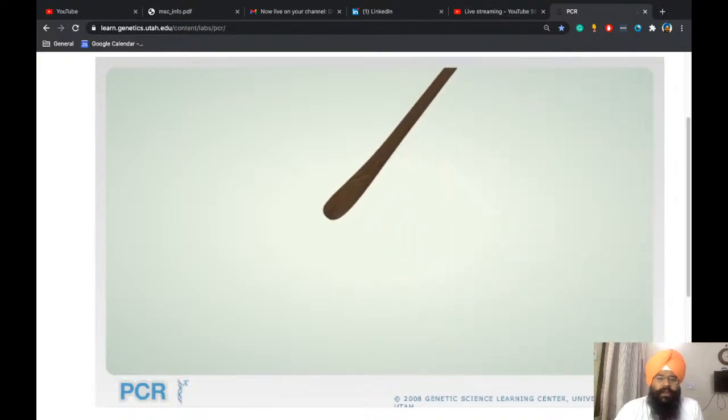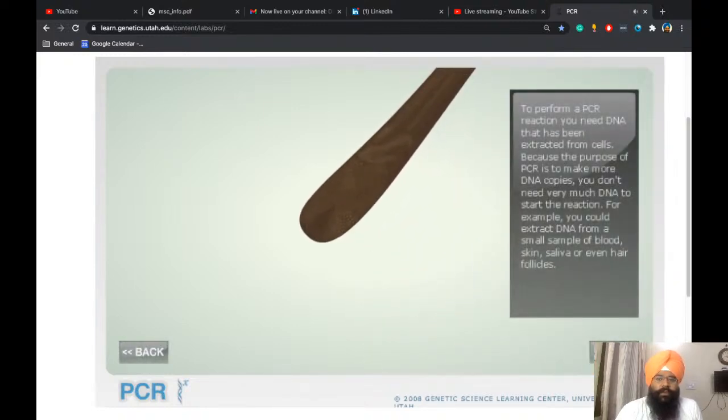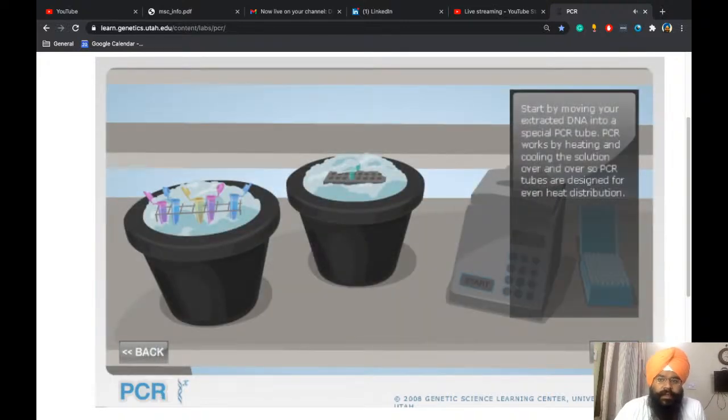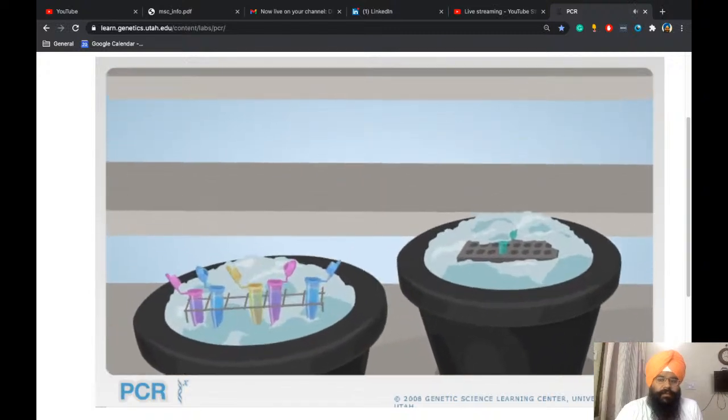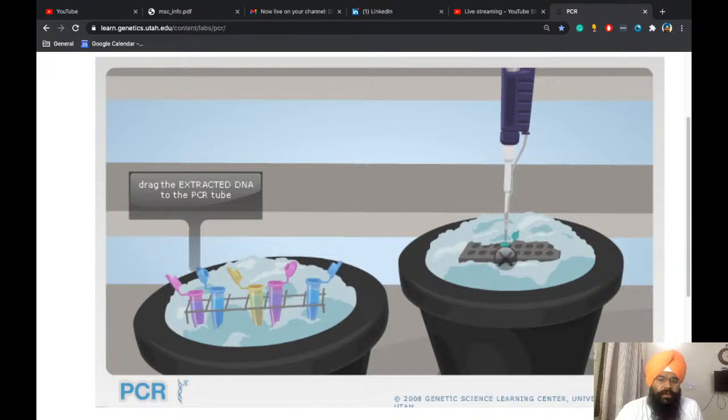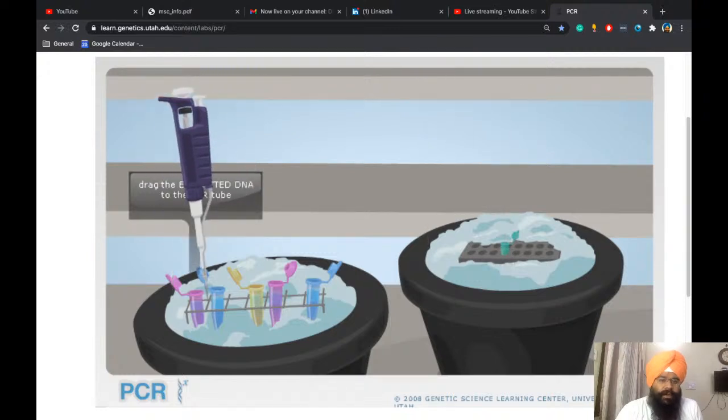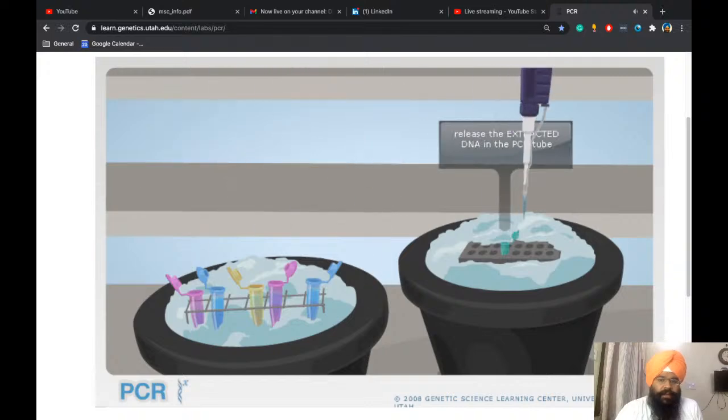So this is your hair follicle. To perform PCR, you just need any sample, because the purpose of PCR is to create copies of your DNA with a specific sequence, and you can extract it from blood, skin, saliva or even hair follicles. So let's start by moving your extracted DNA into special PCR tubes. Our PCR tubes are here, our samples are here, and it just works by heating and cooling, over and over. PCR tubes are designed for even heat distribution. So this is our PCR tube. Drag the extracted DNA to the PCR tube. So our DNA is here, and we extract it into our PCR tube.